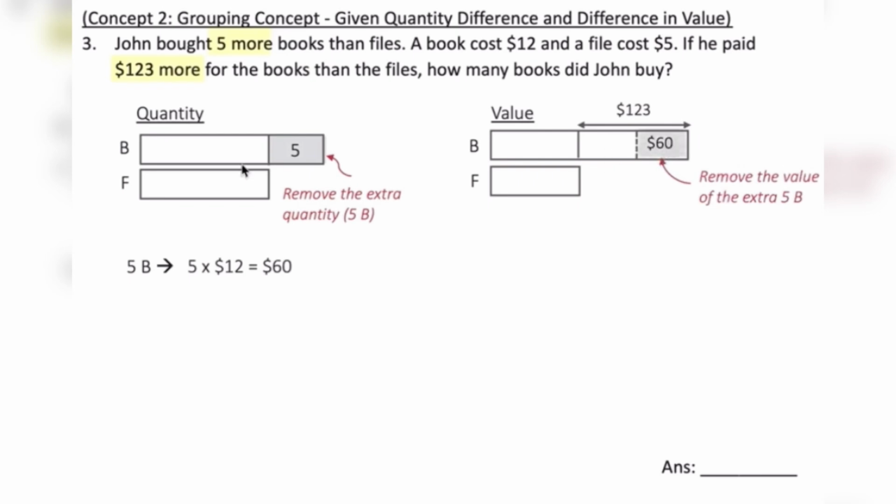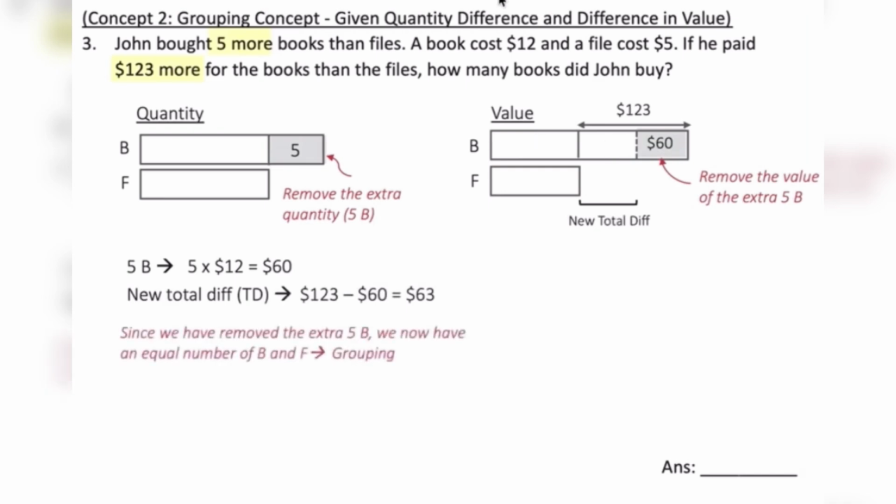So if I remove that 5 books and its value, the new total difference between the books and the files will be this. This will be a new total difference, which is equal to 123 minus 60, 63. Okay? So this will be 63. This will be the new total difference after you remove the extra 5 books. Now, this new total difference is the difference between equal number of books and files, right? So you can go back to concept 1. Because they are equal, you can group them like this.